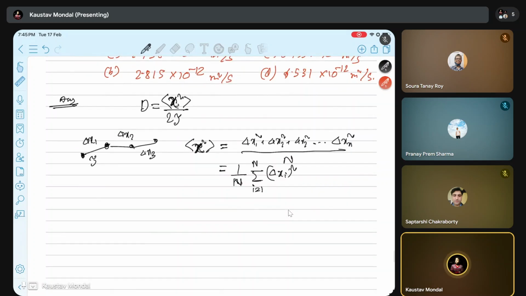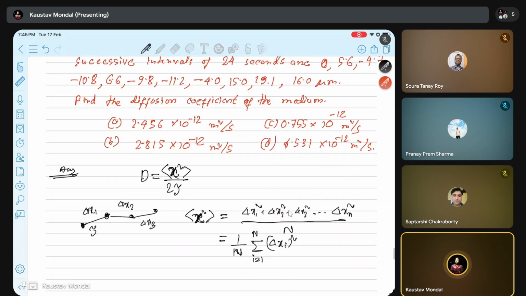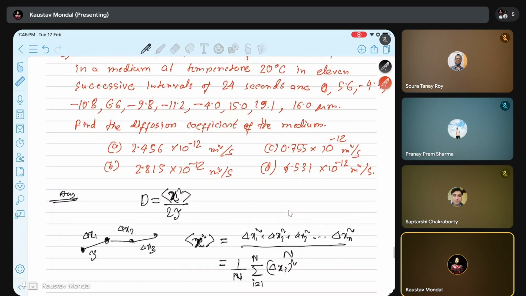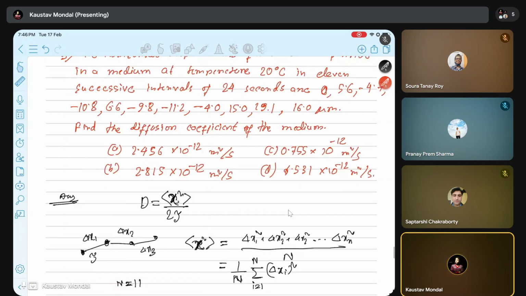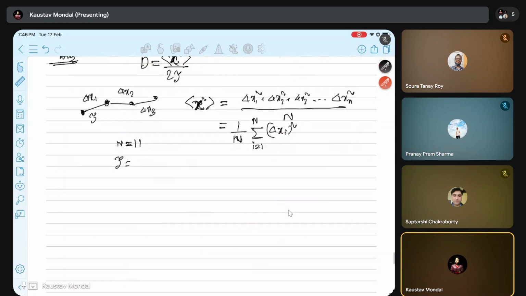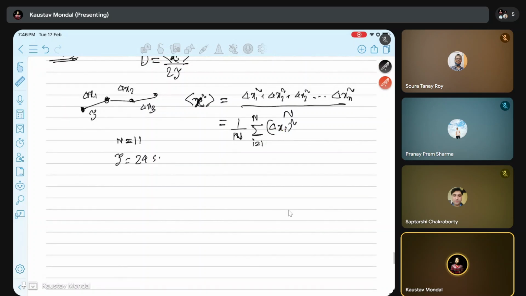Now here there are a total of n observations, right? So these displacements, 5.6, 4.7 and so on, are delta x1, delta x2 and all. These values are already mentioned, and the total number of observations is 11. So n is 11, and the interval between each observation, that is tau, is 24 seconds.